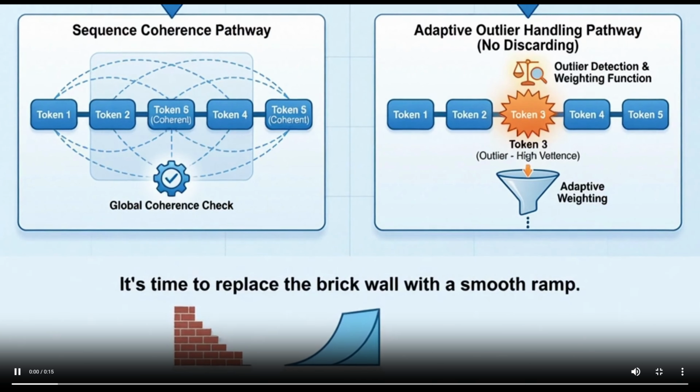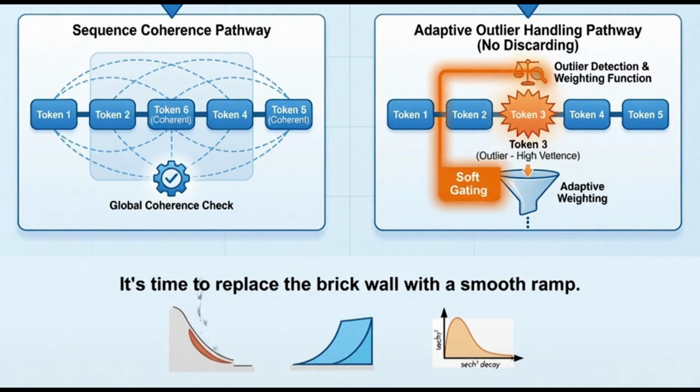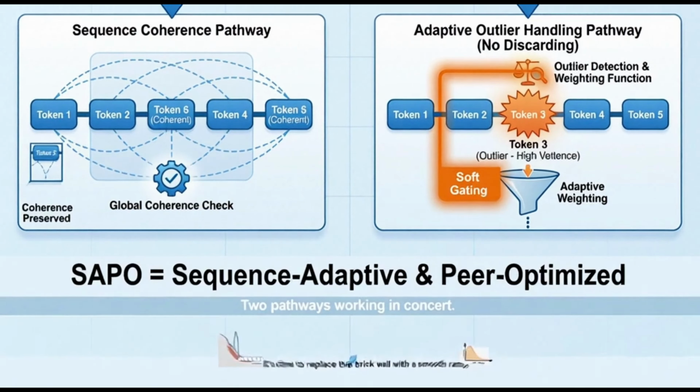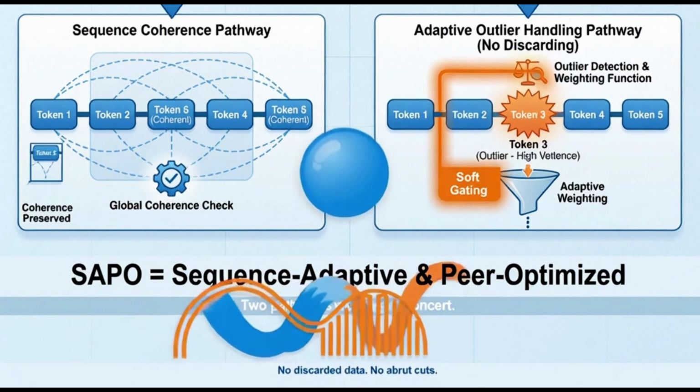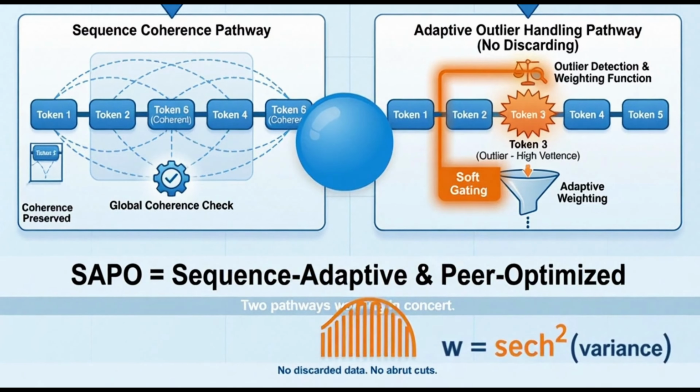For years, outliers have been treated like brick walls, hard stops that break the flow of learning. SAPO offers a new path. On the left, it maintains global sequence coherence. On the right, it doesn't delete outliers, it softly gates them with a sech-squared curve, downweighting instead of discarding.